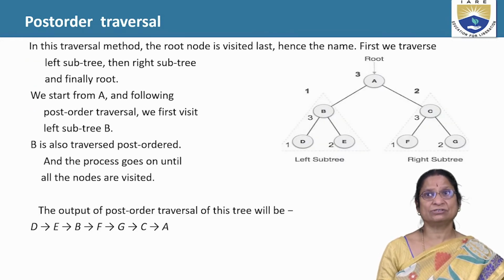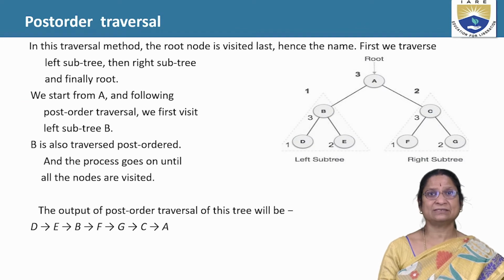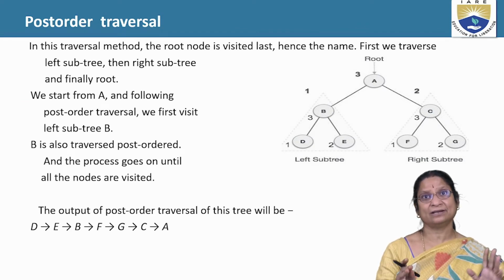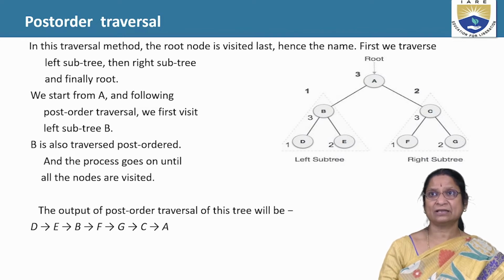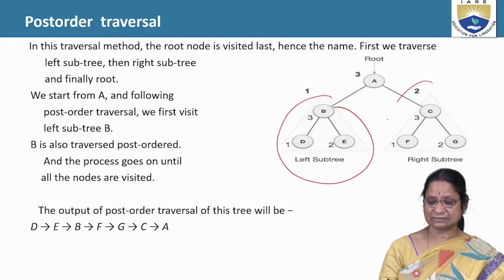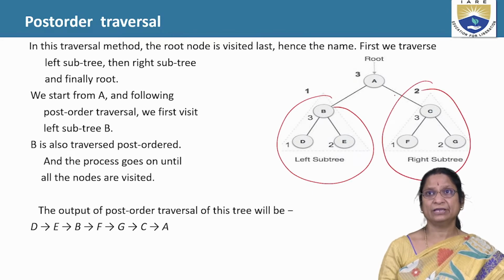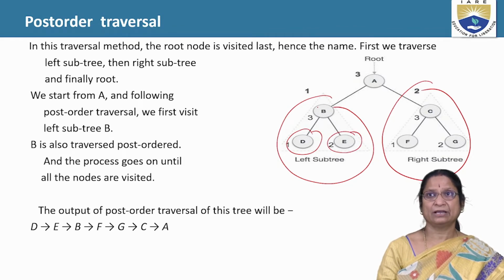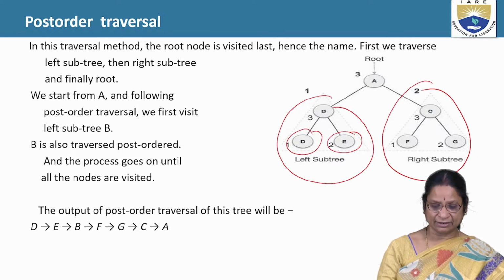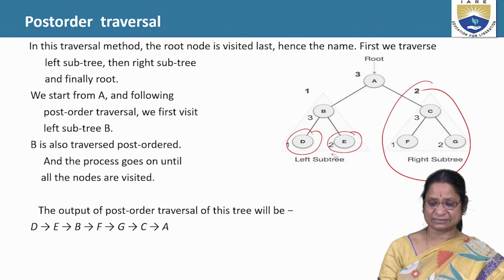Similarly for post-order, first the left subtree, then the right subtree, then the root. The root will come last. As a part of that, this entire thing is the first part, and this entire thing is the second. In this again, left first, right then, that means D, E, B. Then the right subtree, in this also left, right: F, G, C. Then A will come. This is the post-order traversal.